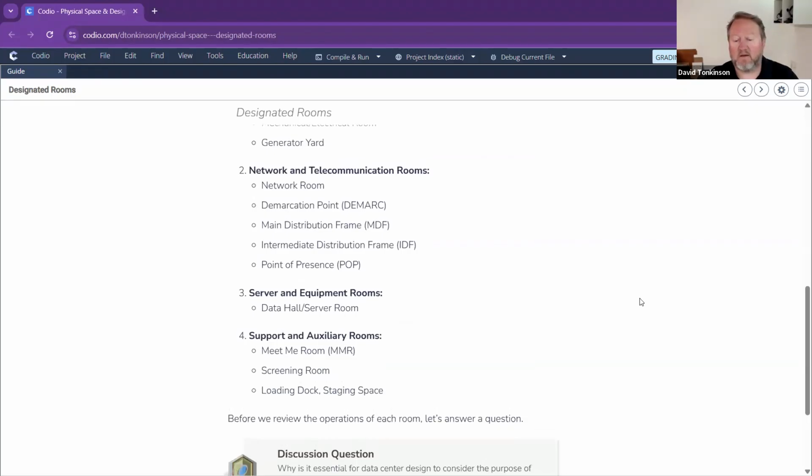We have a network and telecoms room. The network room can be separate, and there can be plenty of them. They have what's known as a demarcation point, and we'll go into these in a bit more detail, a main distribution frame, an MDF. We love our acronyms, don't we? And an intermediate distribution frame, an IDF. And then we have a POP, a point of presence. It's not the mail server. It's not a POP3 server or anything like that. It's a point of presence. It's likely to be in our network rooms.